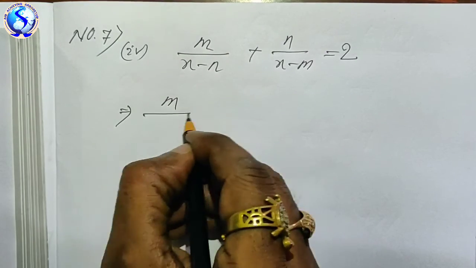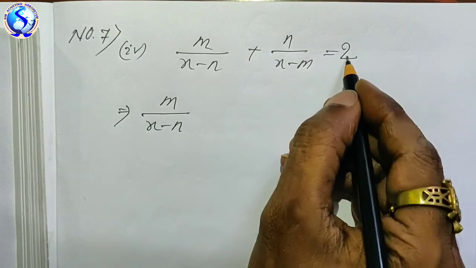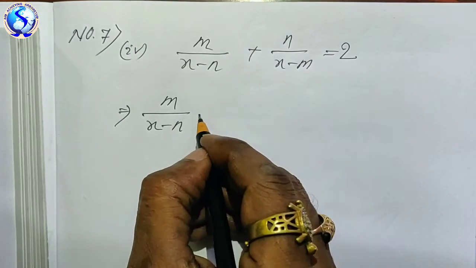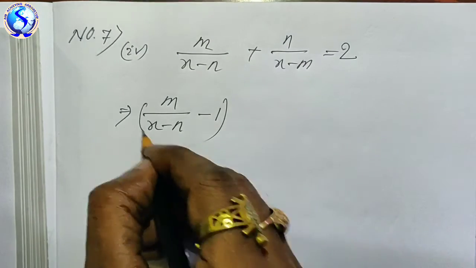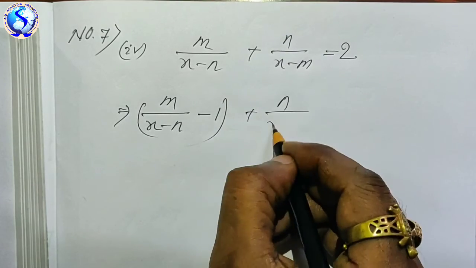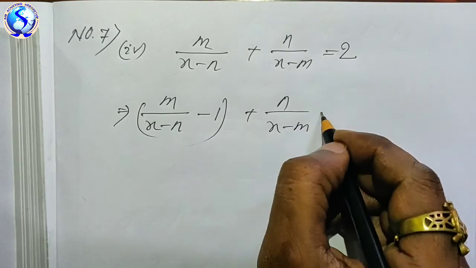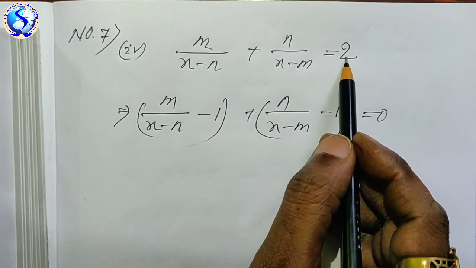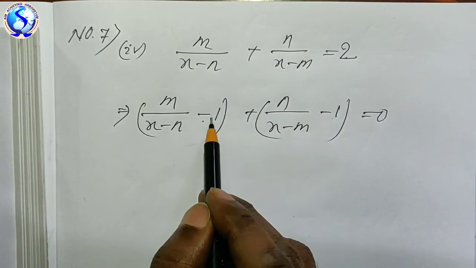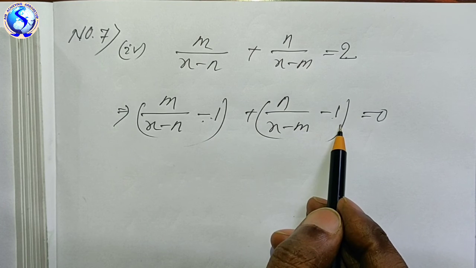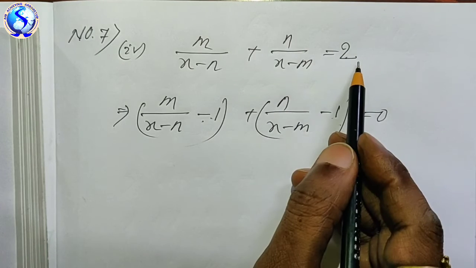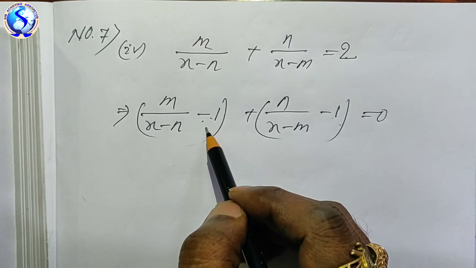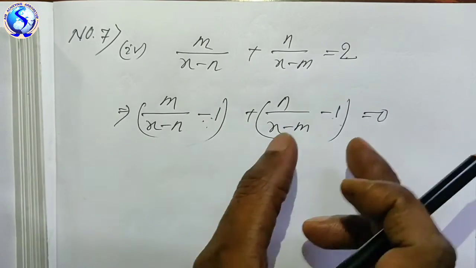See, m by x minus n. This 2 given on this side, bring it to this side, and keep minus 1 here. And n by x minus n, and here minus 1, equal to 0. I am taking these two this side, keeping minus 1 here and minus 1 here, equal to how much? Minus 2. Adjusted or not? That 2 from the right hand side I bring to the left hand side, keeping minus 1 here and another minus 1 here.